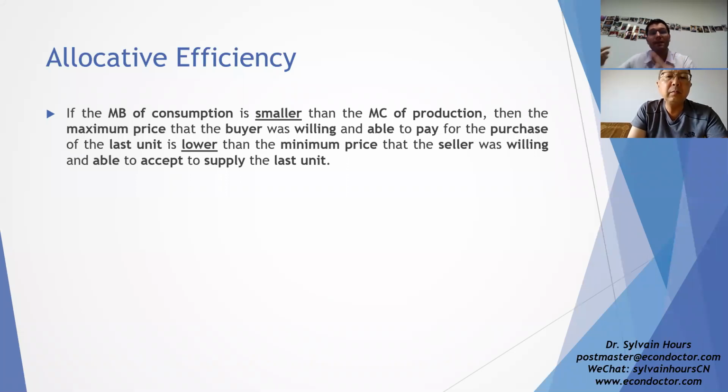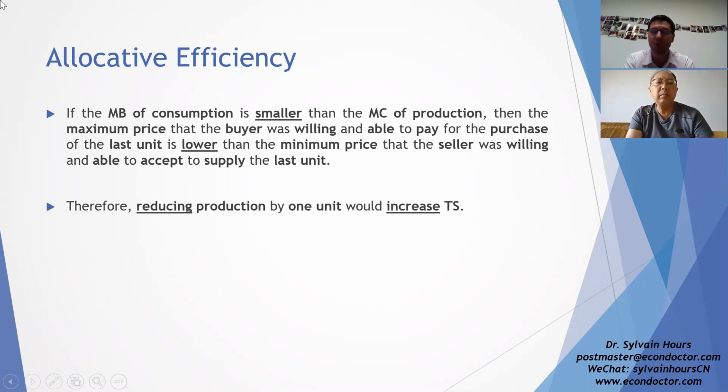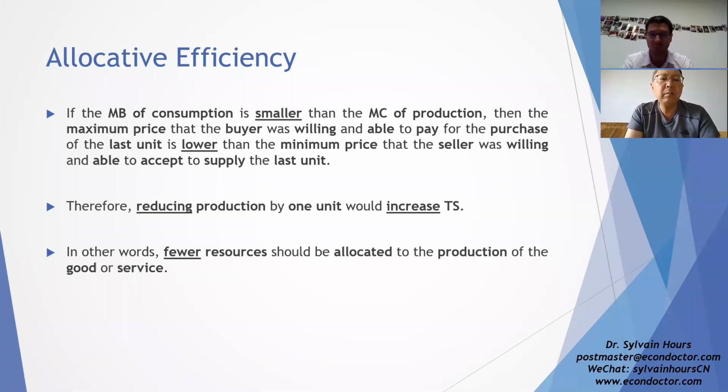So if we want to improve allocative efficiency, we should produce less. We should allocate fewer resources to the production of that particular good or service. We should reduce production by, well, perhaps at least if we reduce by 1 unit, total surplus would increase.